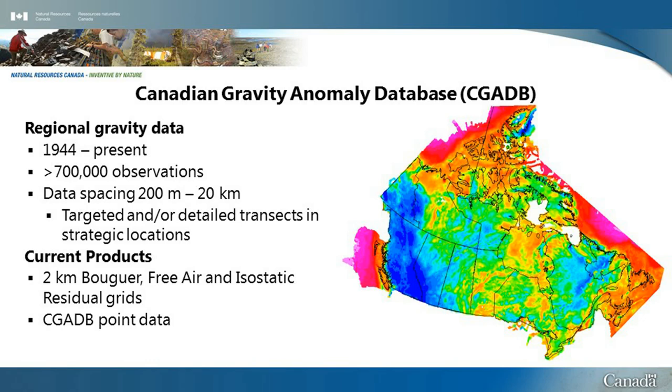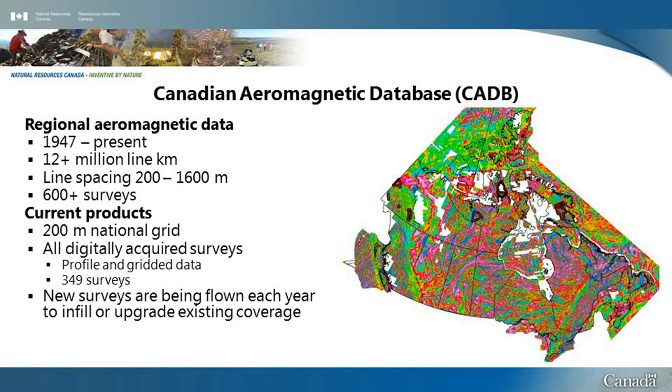In the Canadian Aeromagnetic Database, we have all the regional aeromagnetic data that the Government of Canada has flown from the 1940s to the present. And this is over 12 million line kilometers, with surveys ranging from 200 meters to 1600 meters. And as you can see, it's covering most of Canada. And this is over 600 surveys. And the products we have from this is a 200 meter national grid of the residual total field and the first vertical derivative, as well as, for the more recent surveys where we have digital files, the survey data themselves, which includes the profile and gridded data and the survey specs.